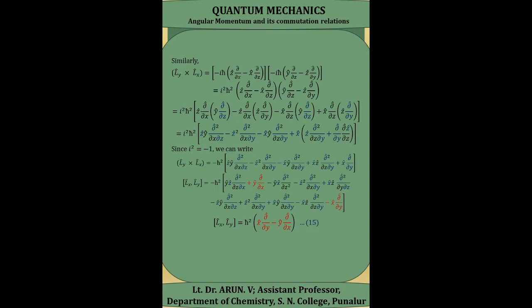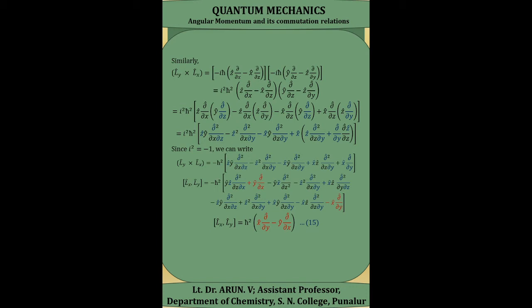Then we substitute these values of LyLx and LxLy in the commutation relation, the commutator value of Lx and Ly. On substituting, we get −ħ² (yz ∂²/∂x∂z + y ∂/∂x − yx ∂²/∂z² − z² ∂²/∂x∂y + xz ∂²/∂y∂z − zy ∂²/∂x∂z + z² ∂²/∂x∂y + xy ∂²/∂z∂y − xz ∂²/∂z∂y − x ∂/∂y).